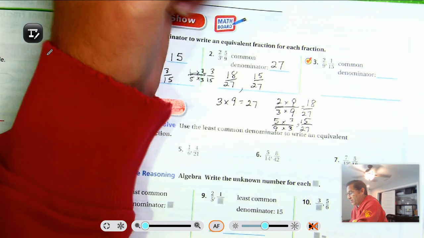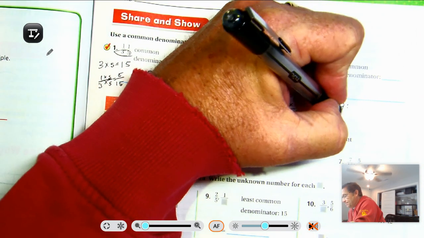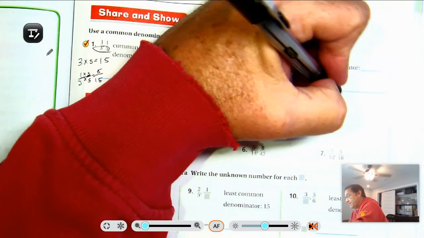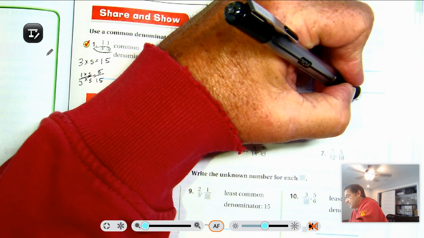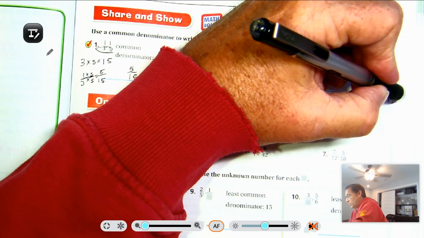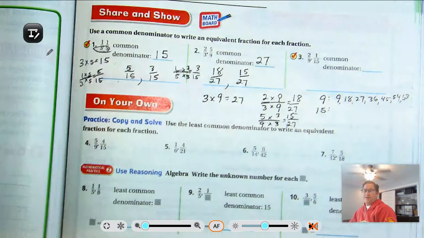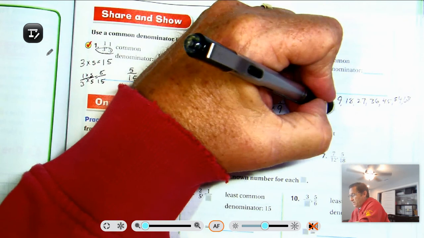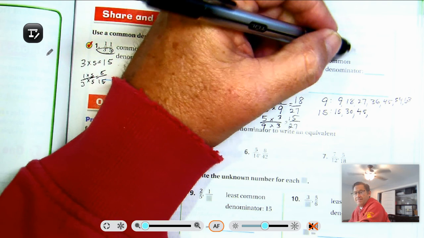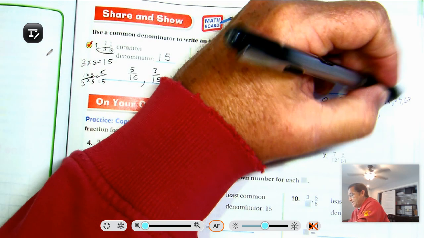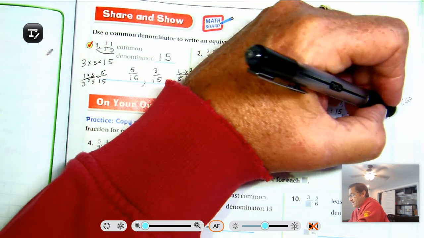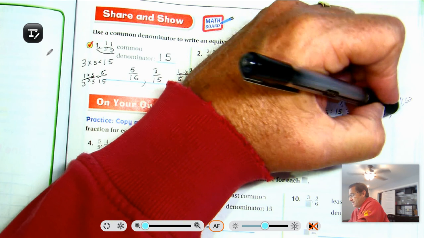Okay, 2/9 and 1/15. And we're just looking for a common denominator. So this time I'm going to go ahead and make a list. I could just multiply them still. Okay, again, we're just trying to find a common denominator. So 9, 18, 27, 36, 45, 54, 63. Okay, and 15. 15 times 1 is 15. 15 times 2 is 30. 15 times 3 is 45. 15 times 4 is 60. 15 times 5 is 75. 15 times 6 is 90.